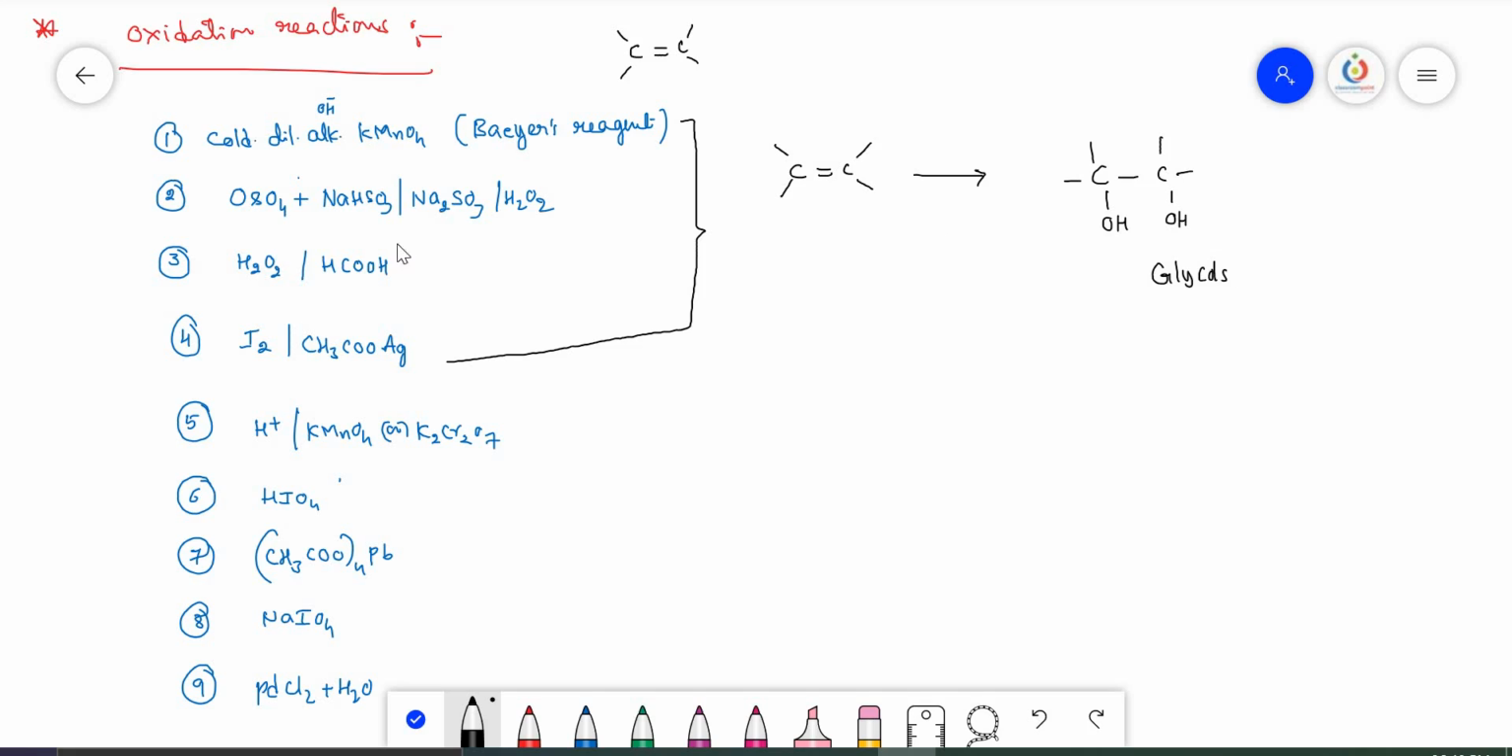Their stereochemistry is different. If it comes to stereochemistry, then Baeyer's reagent and osmium tetroxide follow syn addition, meaning both OH groups add on the same side, and this is anti-addition. Addition means anti-oxidation actually.